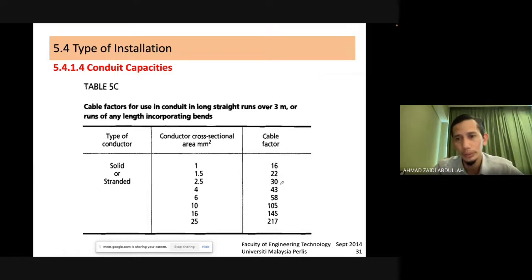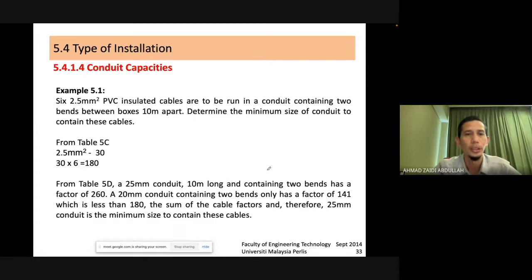Okay, we refer to this one. So 2.5 equals 30. Then what else does it say? Then it tells us we have 6. So we just multiply this cable factor, 30, with the 6, the number of cables. Number of cables multiplied with the factor. So 30 multiplied by 6, we got 180.